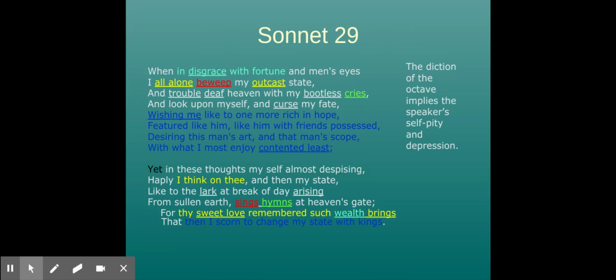He looks at himself, he curses his fate, and then he starts wishing that he was like other people, like someone else who had more hope or better features, who had friends, like him with friends possessed. That's kind of an interesting way that's expressed, but possessing friends. So desiring this man's art, he wishes he had the talents of somebody else or the scope, the imagination of someone else. And he can't find joy in anything that he normally would be contented with. So with what I most enjoy, the things I normally like doing, I am contented the least with those things.